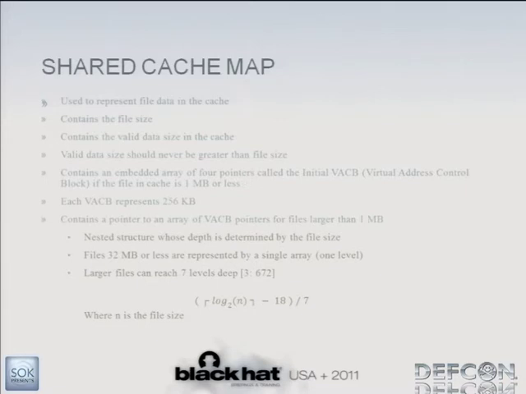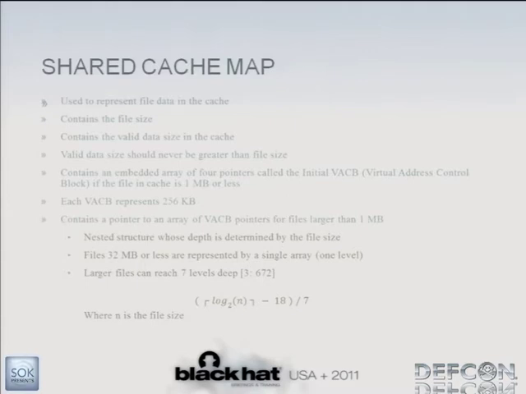If it's larger than a meg, though, we have to go to an array of pointers. So what that looks like is it's a nested structure. If it's one level deep, basically there's one array that points to the VACBs themselves.